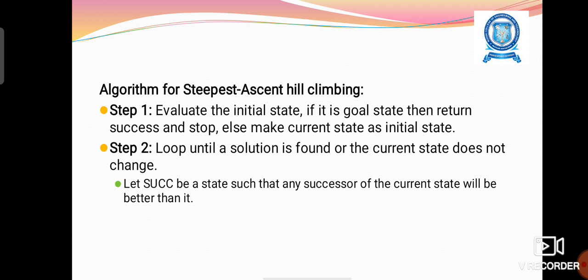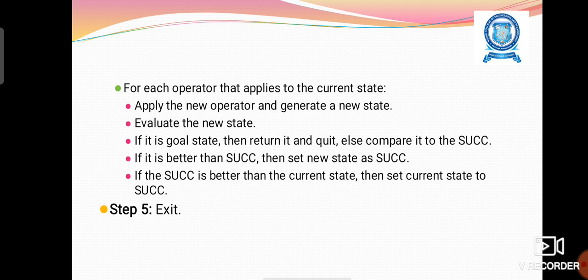Let SUCC be a state such that any successor of the current state will be better than it. For each operator that applies to the current state, apply the operator and generate a new state. Evaluate the new state. If it is a goal state, then return it and quit. Else compare it to SUCC. If it is better than SUCC, then set the new state as SUCC. If SUCC is better than the current state, then set the current state to SUCC and exit. So this will be repeated until it reaches the goal state.